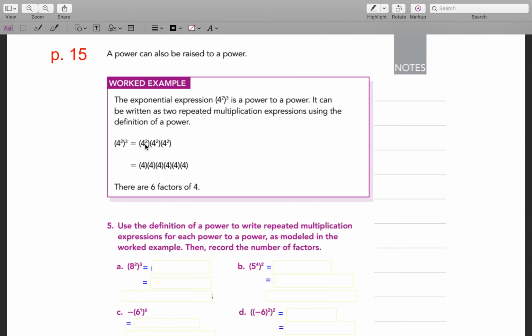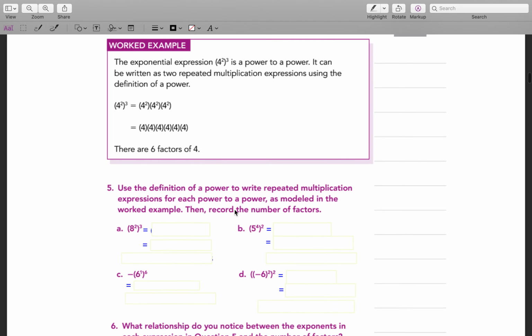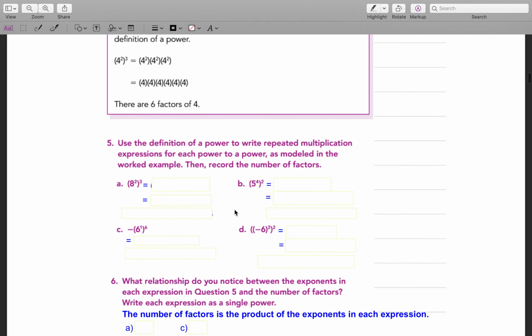So 4 squared is the same thing as 4 times 4. So we can say that there are 6 factors because there's 1, 2, 3, 4, 5, 6 fours. So there are 6 factors of 4. So let's do these questions together.